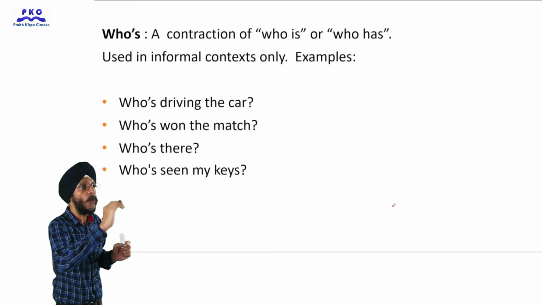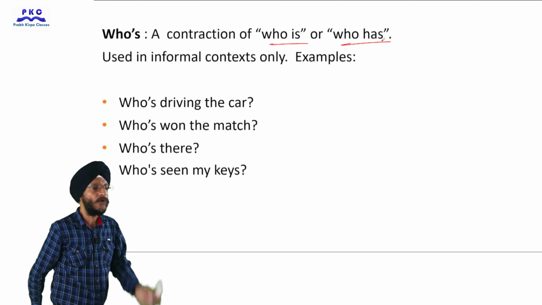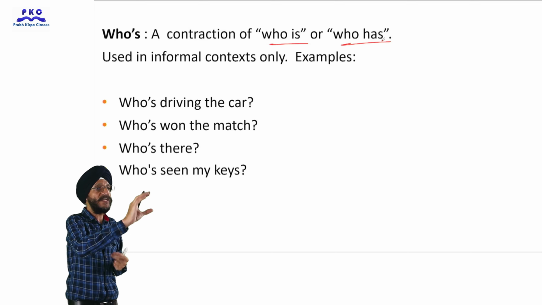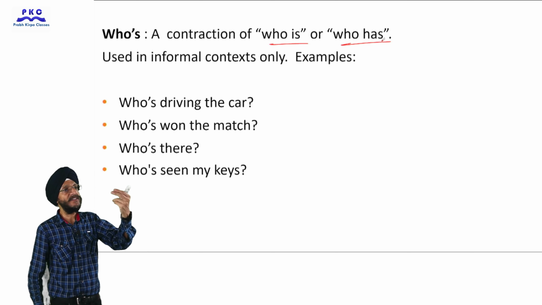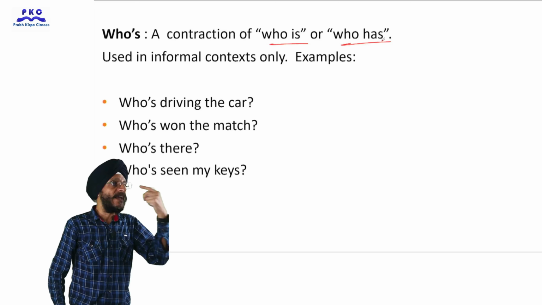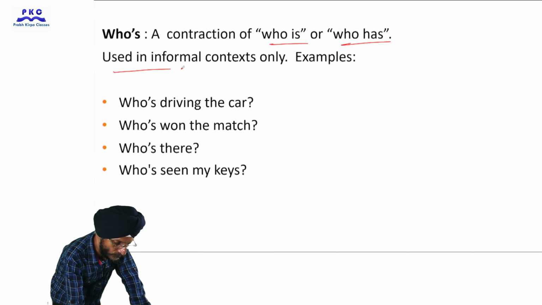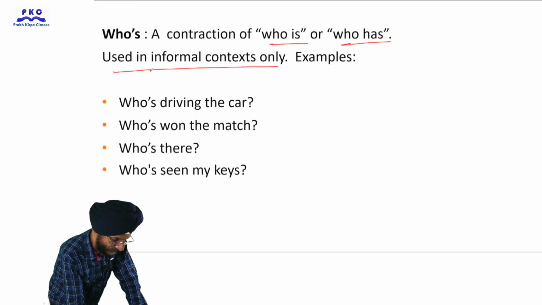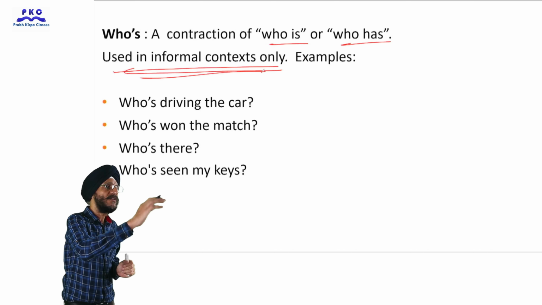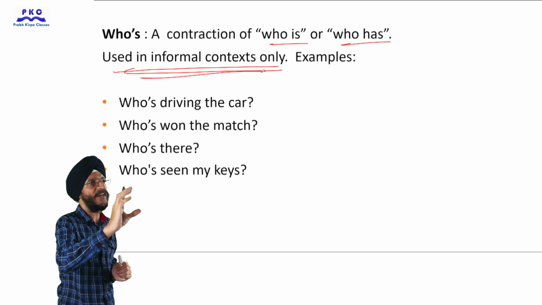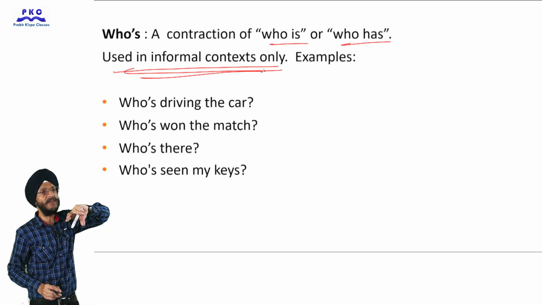And next is who's. It is a contraction for who is or who has. When we use this contraction in a sentence, we have to understand whether the sentence actually means who has or who is. It is used only in an informal context. It is very important: normally we should not use the contraction in formal writing. It is to be used only in informal writing.